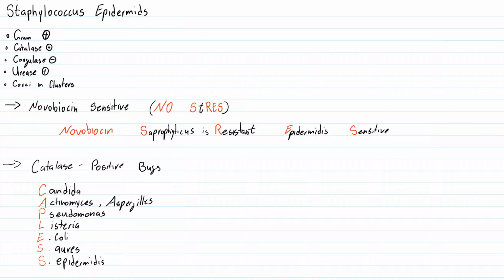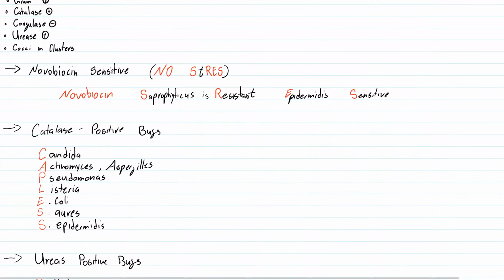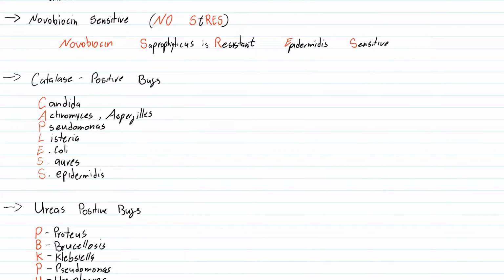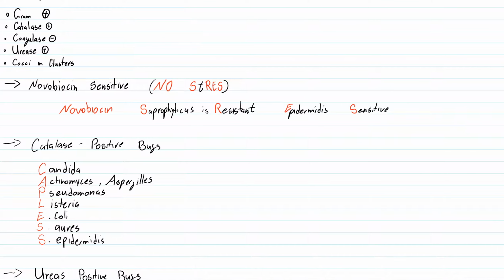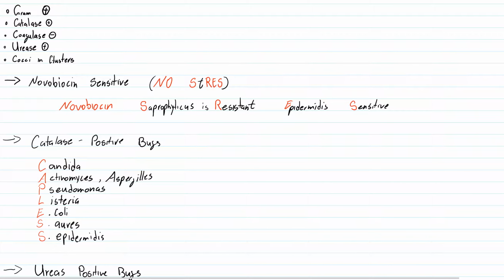Epidermidis is sensitive. The other one I like to use is CAPLESS, which is, since Staph epidermidis is a catalase positive bug, I use CAPLESS: C for Candida, A for Actinomyces and Aspergillus, P for Pseudomonas, L for Listeria, E for E. coli, S for Staph aureus, and S for epidermidis.